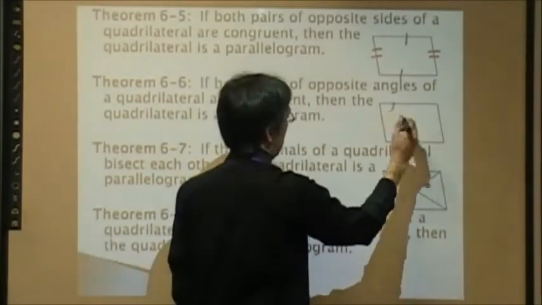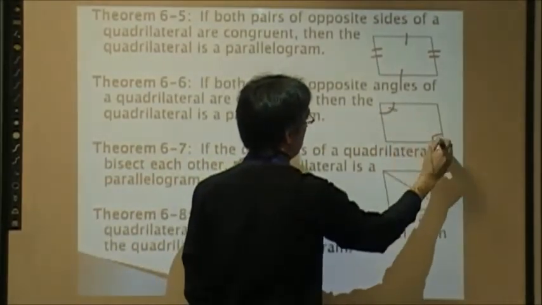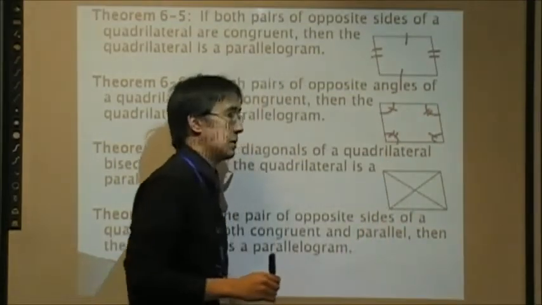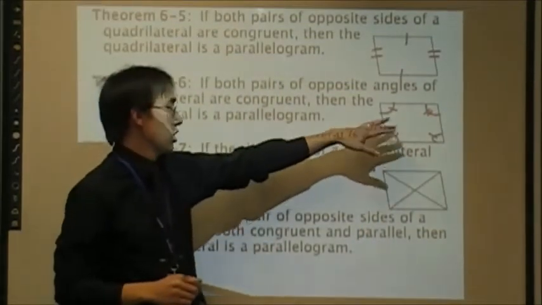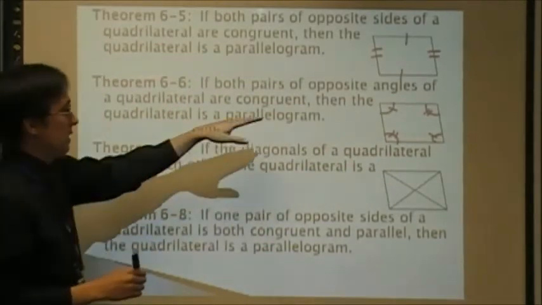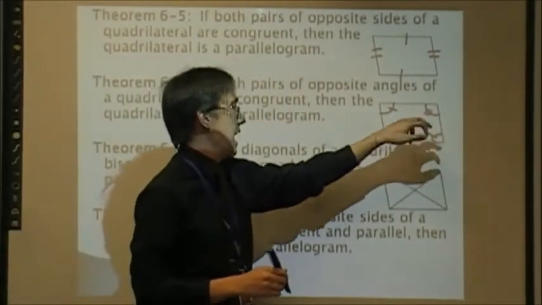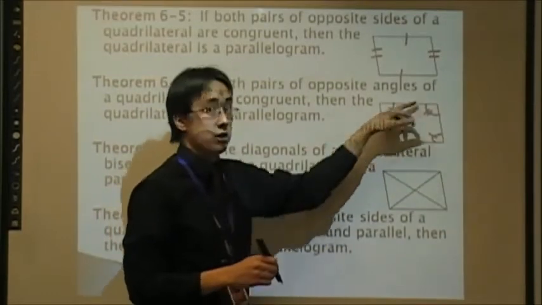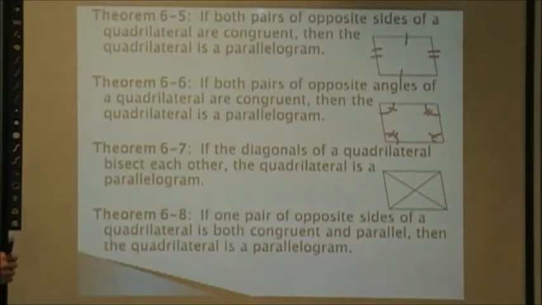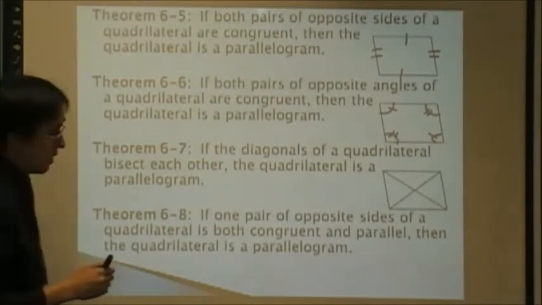parallelogram. So this is very similar to the previous section, except instead of starting with parallelograms and then finding properties, we're starting with properties and seeing if they become parallelograms. So in this case, if both pairs of opposite angles are congruent, then we have a quadrilateral that is a parallelogram. Theorem 6.7: if the diagonals of a quadrilateral bisect each other, the quadrilateral is a parallelogram.